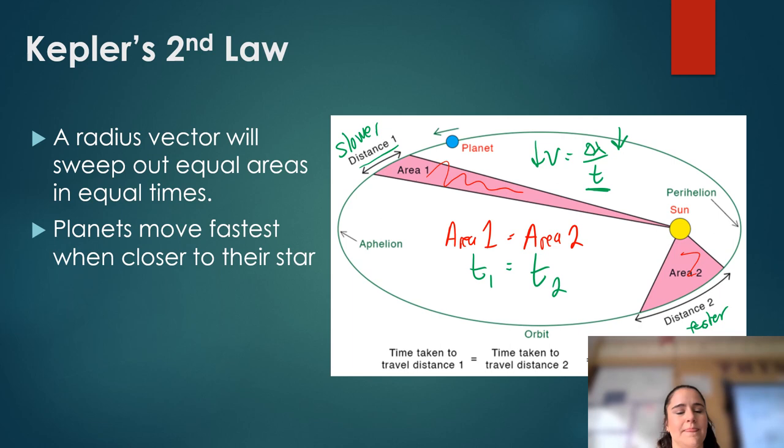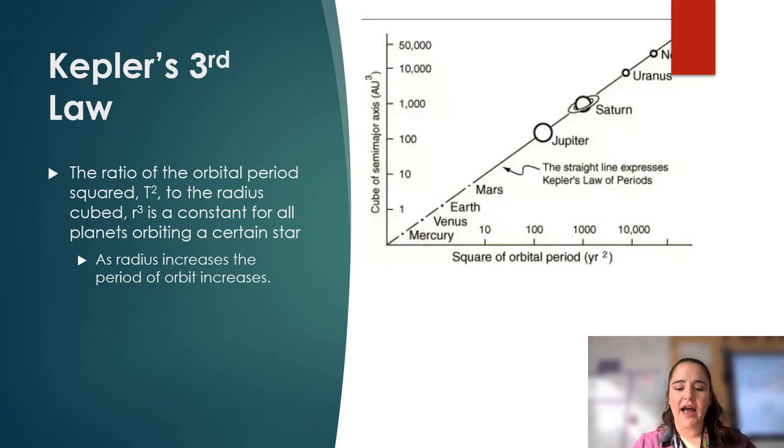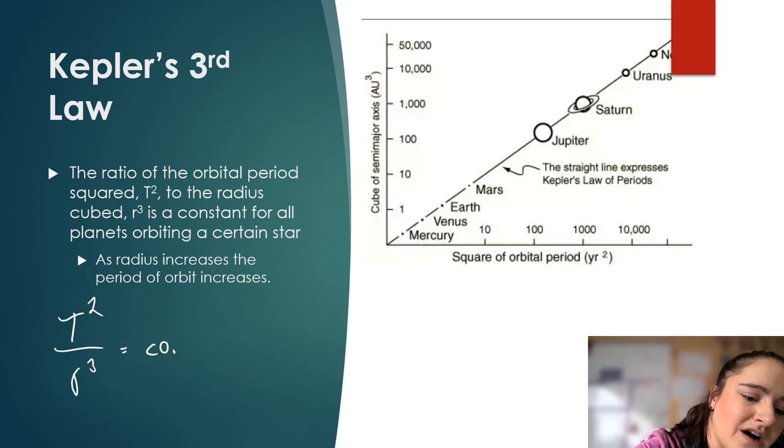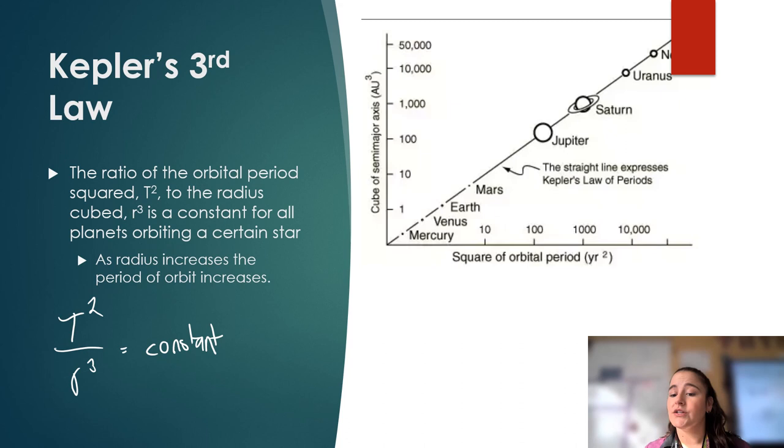Okay, cool. Now, last but not least, Kepler's third law. Kepler's third law is actually a proportionality. What it says is that the ratio of the orbital period squared over r cubed, T squared over r cubed, is a constant for all planets orbiting a certain star. I am going to show you this derivation and where it comes from.